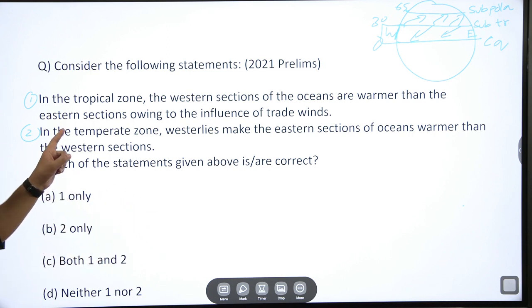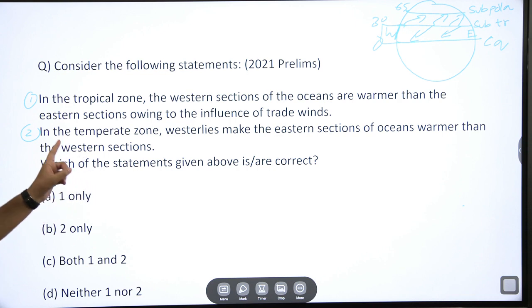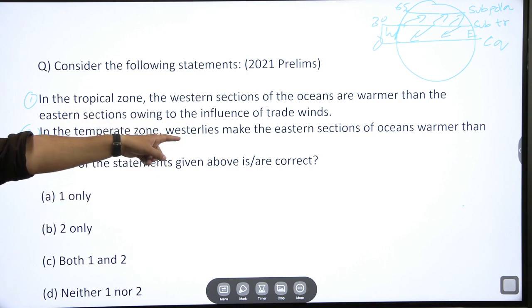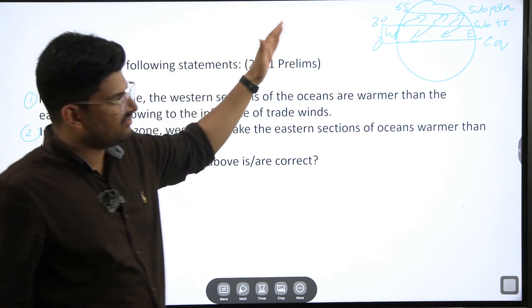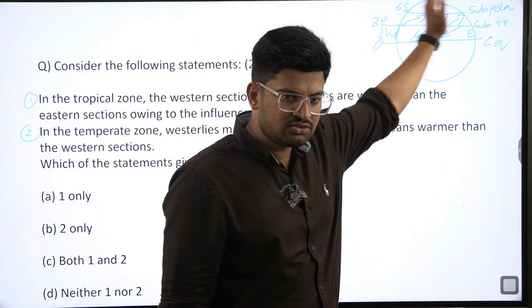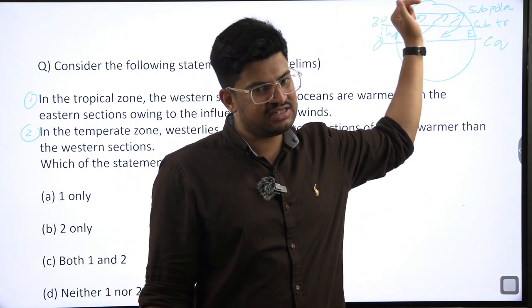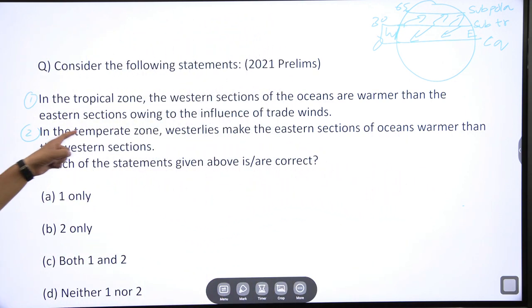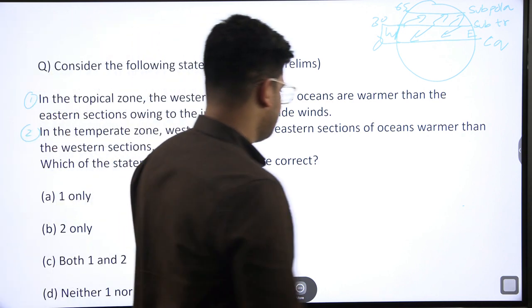Next. The temperate zone, that is 30 to 65 degrees, is the temperate zone. In the temperate zone, westerlies make the eastern sections warmer than the western sections. Yes, in westerlies, water moves from west to east. So they will push the warm water towards east. So eastern sections will be warmer. Getting my point? So in the temperate zone, westerlies make the eastern sections of the ocean warmer. Getting my point?